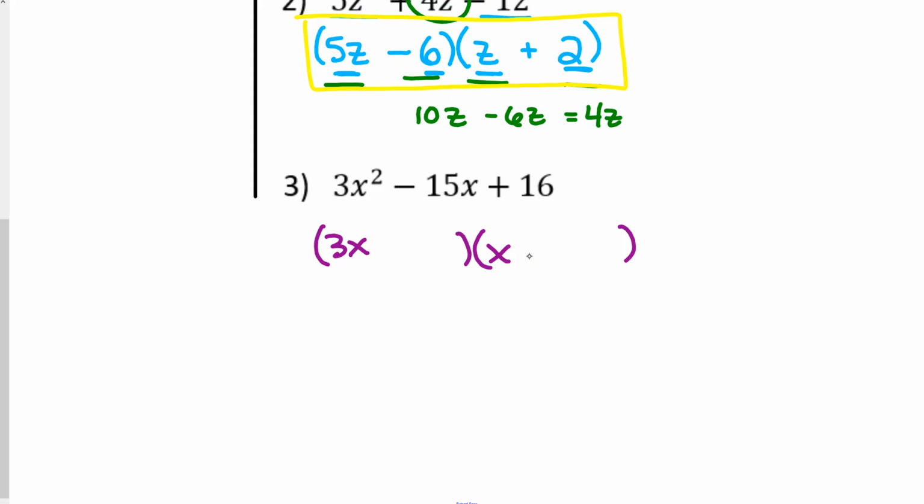We could do 16 and 1, we could do 8 and 2, we could do 4 and 4. So what we're going to do is try all of those combinations until we find the one that gives us negative 15x on the inside. Now, I pressed pause and I went through the different combinations, and I didn't find one.